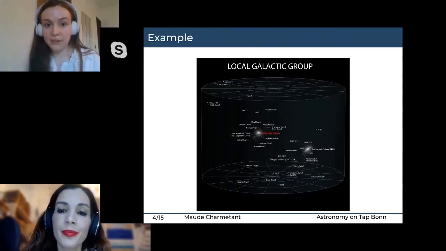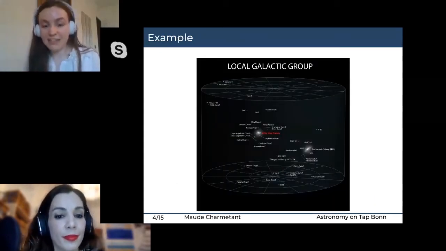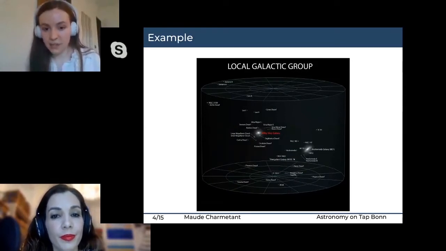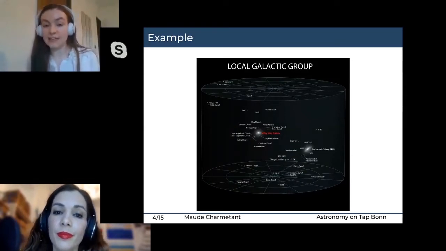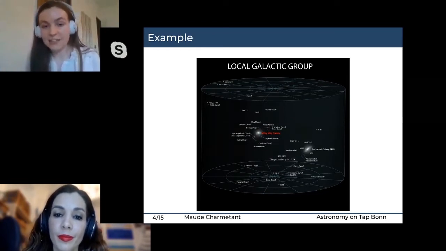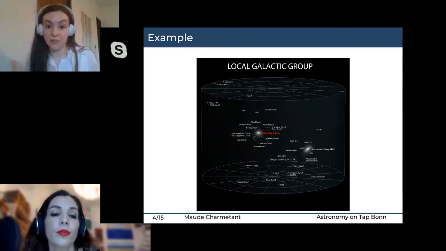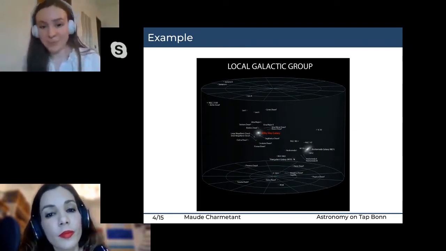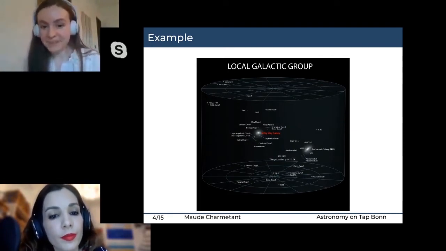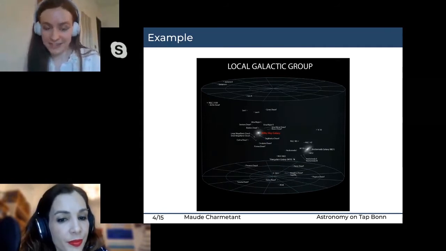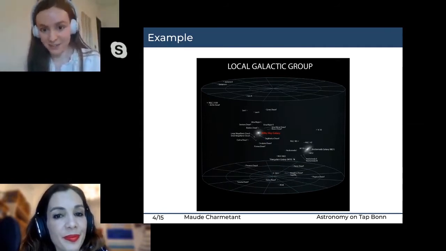I can give you an example of a group of galaxies to give you an idea. Maybe you know that our galaxy, the Milky Way, is actually in a group of galaxies and other objects. This group is called the Local Group. And for example, you also have the Andromeda Galaxy, which is part of our Local Group. So yeah, we are also ourselves part of a galaxy cluster, sort of.